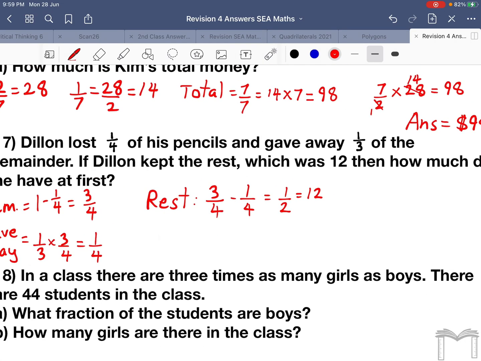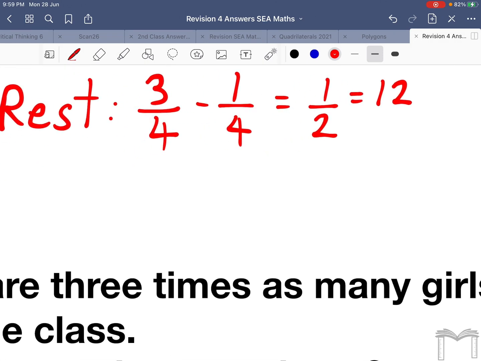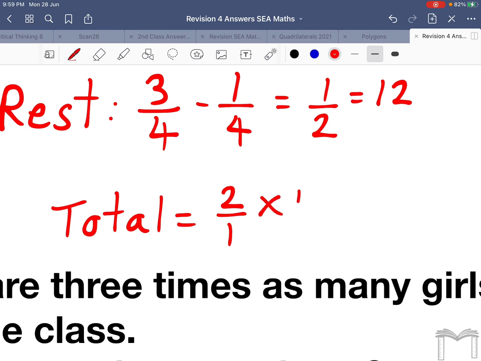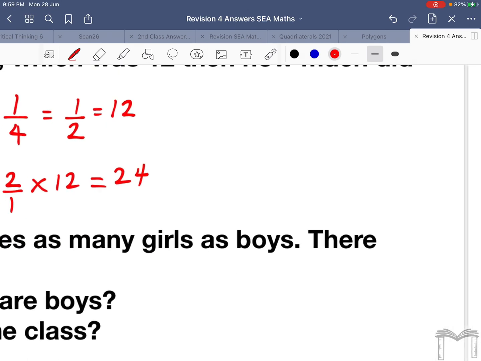Because it said the 12, the rest which was the 12. So if half is equal to 12, what is the total? Total will be the 2 halves, or 2 over 1, we flip the fraction and multiply it by what it is equal to, and we'll get 24. So the total is 24 pencils.